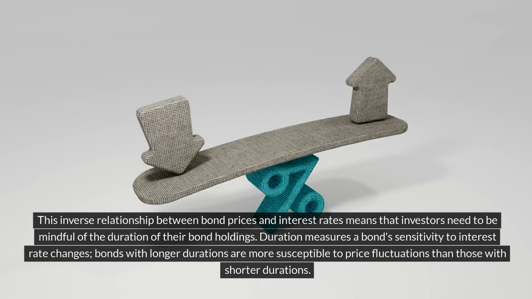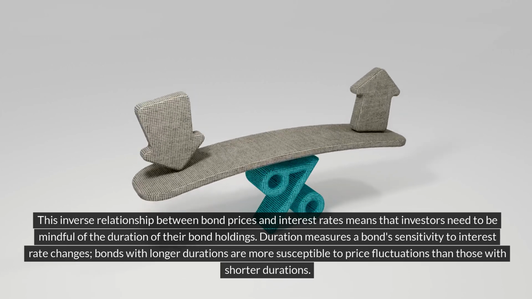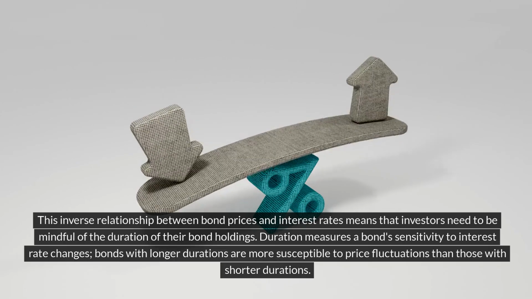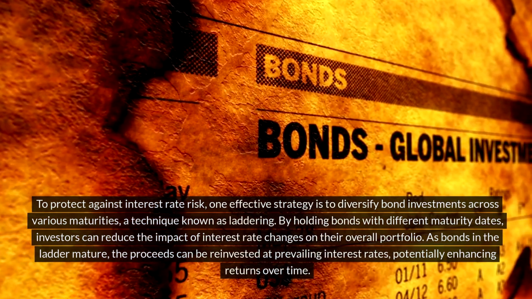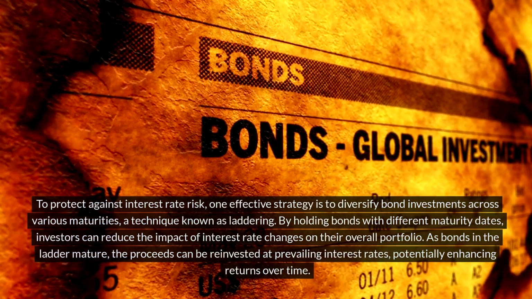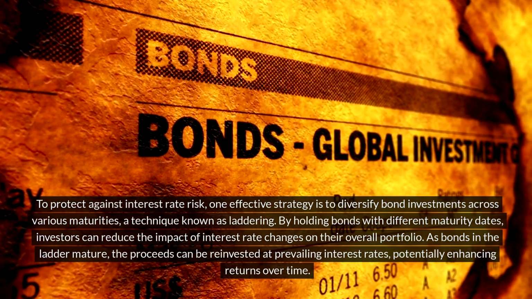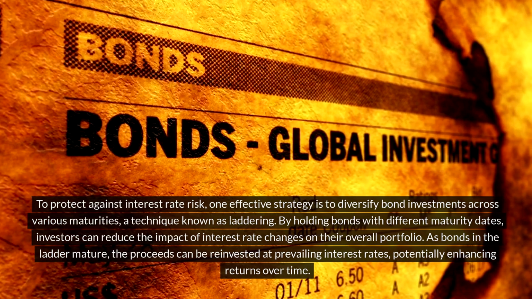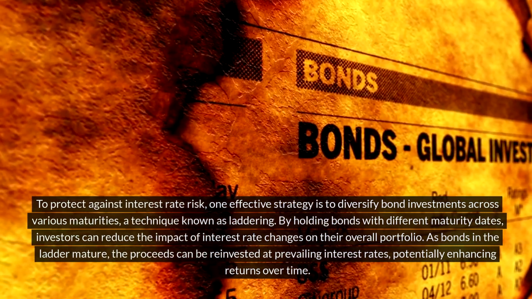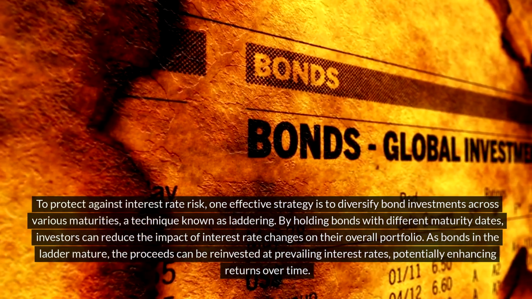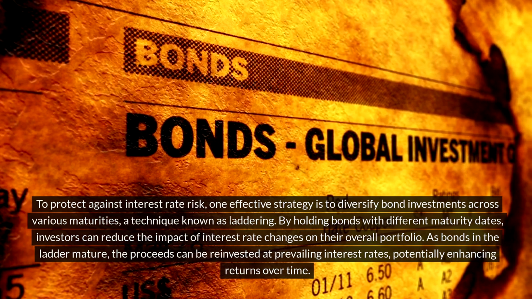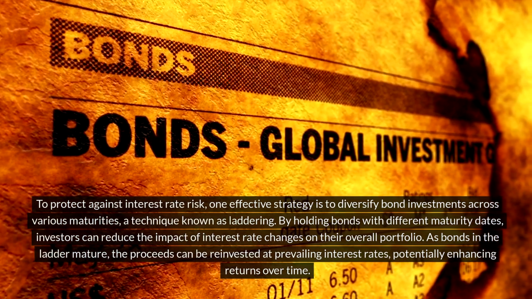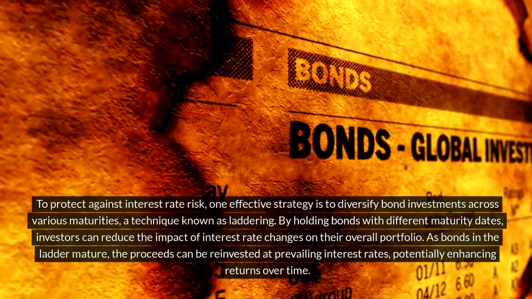Duration measures a bond's sensitivity to interest rate changes. Bonds with longer durations are more susceptible to price fluctuations than those with shorter durations. To protect against interest rate risk, one effective strategy is to diversify bond investments across various maturities, a technique known as laddering. By holding bonds with different maturity dates, investors can reduce the impact of interest rate changes on their overall portfolio. As bonds in the ladder mature, the proceeds can be reinvested at prevailing interest rates, potentially enhancing returns over time.